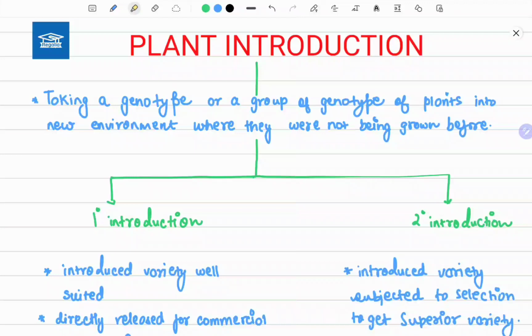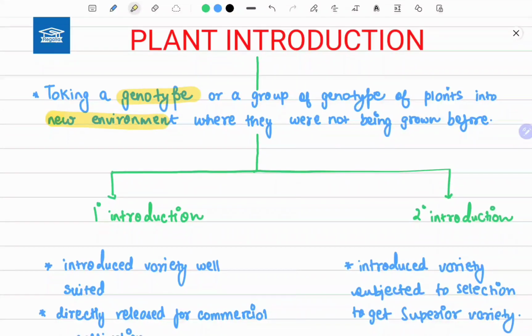So we'll see first what is introduction, the definition of plant introduction. It is usually taking a genotype or a group of genotypes, or you can consider taking a plant. Here we are talking with respect to genotype. So taking a genotype or a group of genotypes of plants into a new environment where they were not being grown before. The definition itself is complete, and the word plant introduction represents it very well. It means introducing a plant from an environment in which it was growing into another environment which is new for that particular plant. So it is called plant introduction.